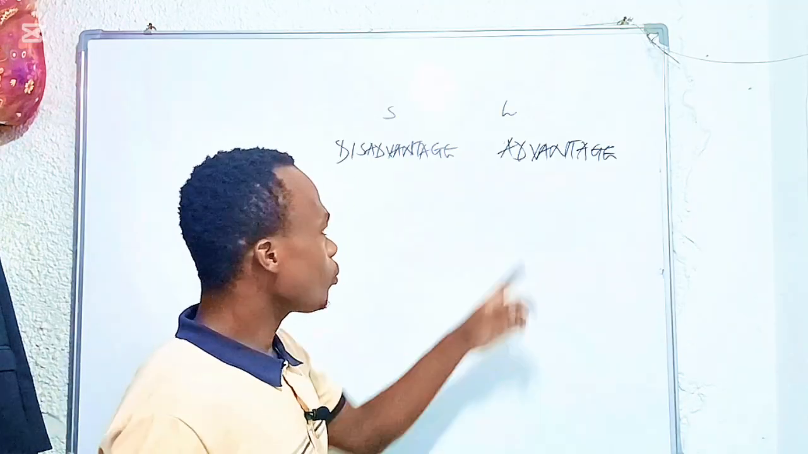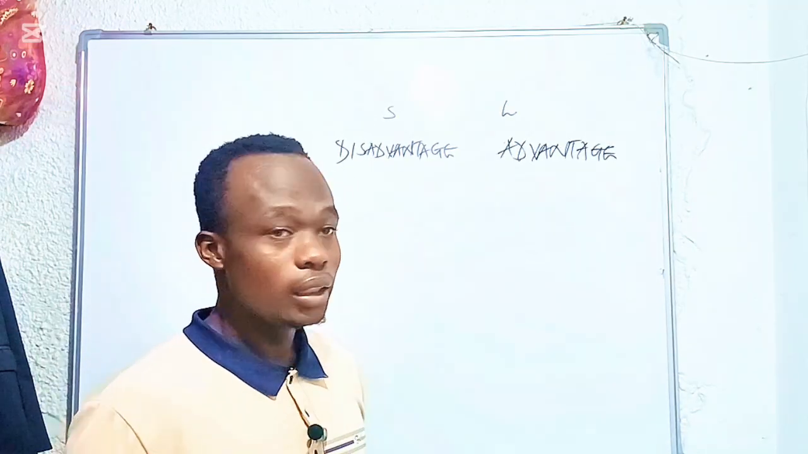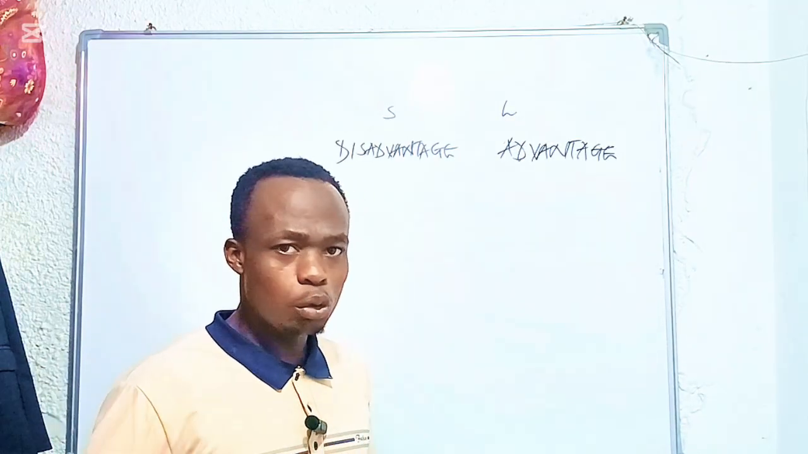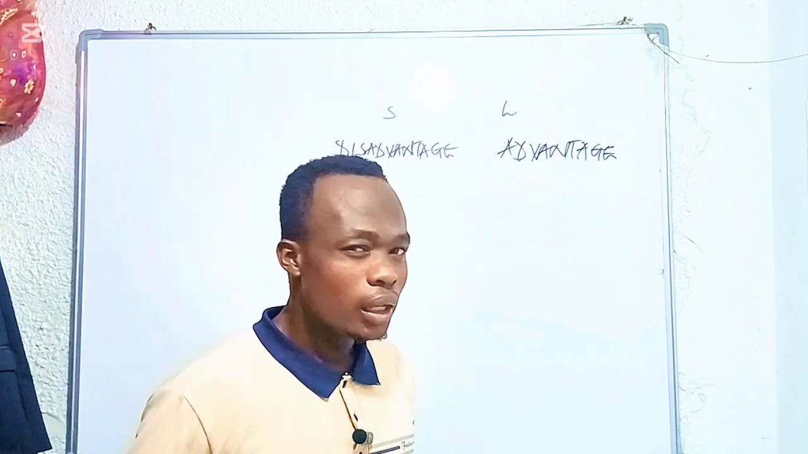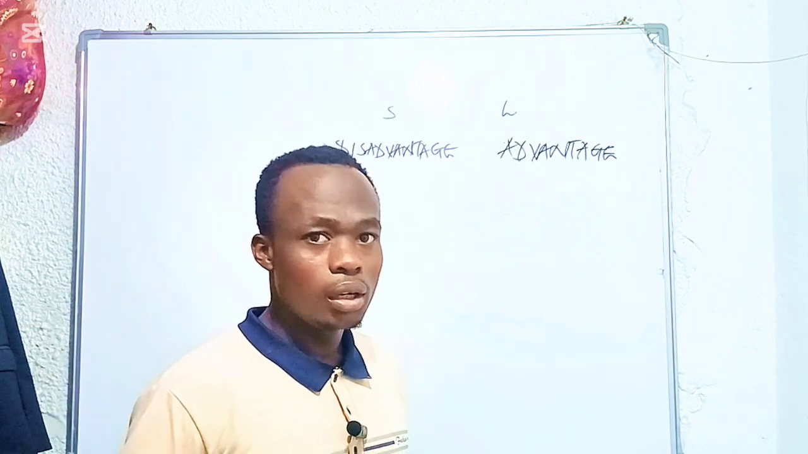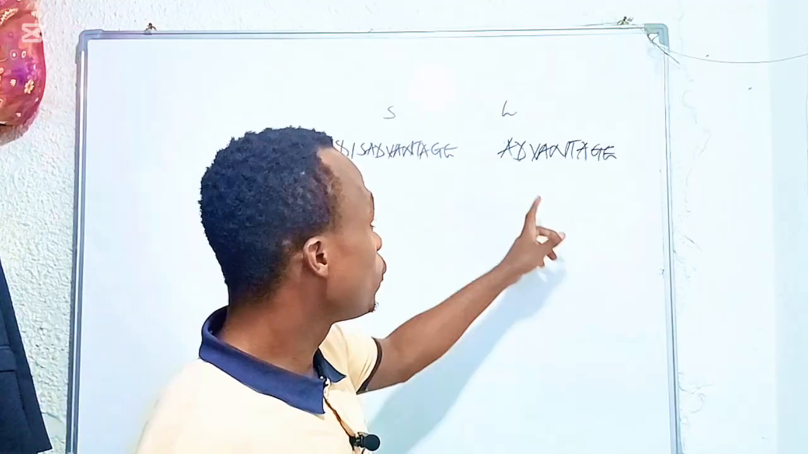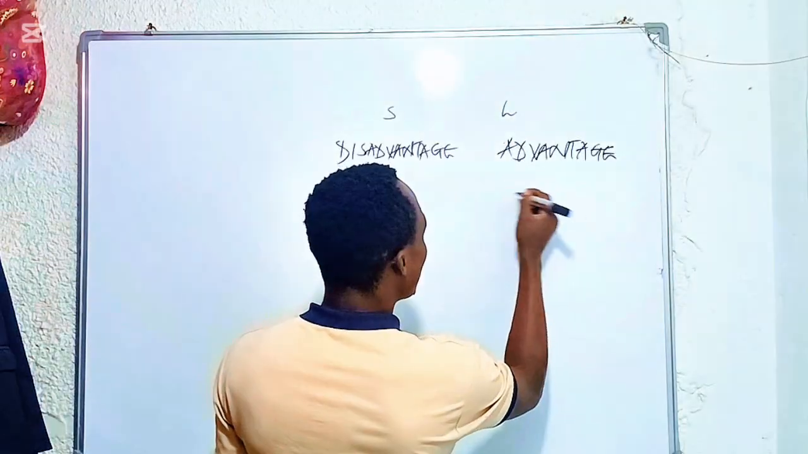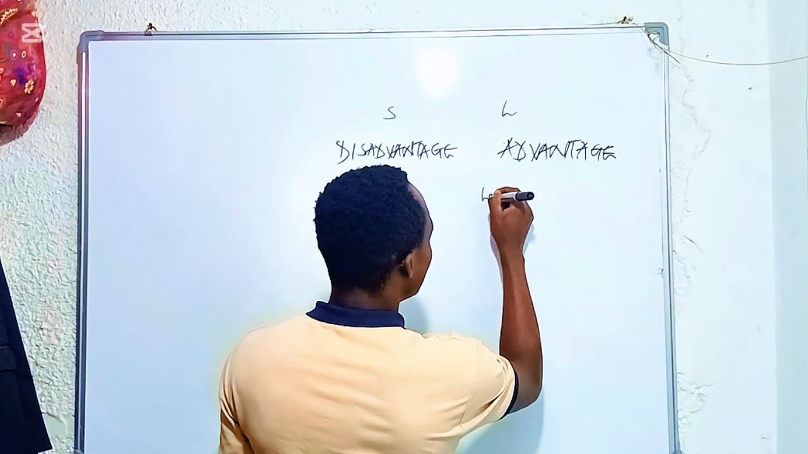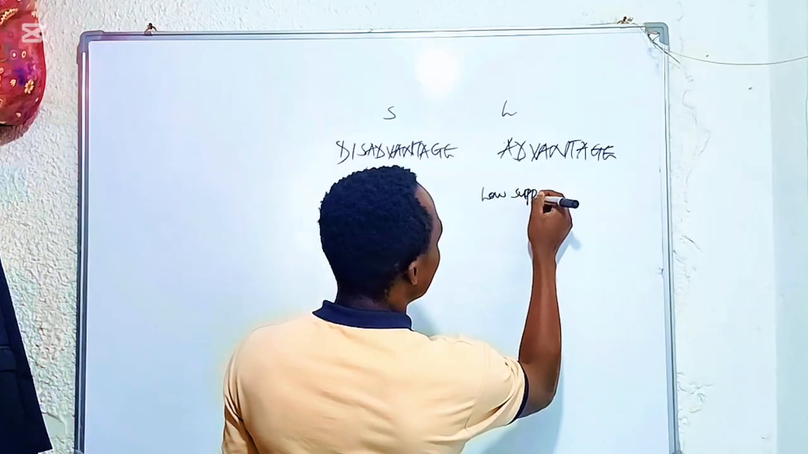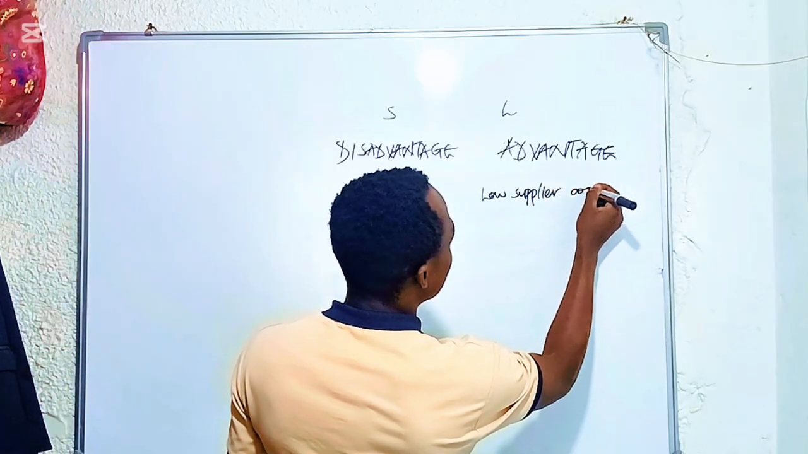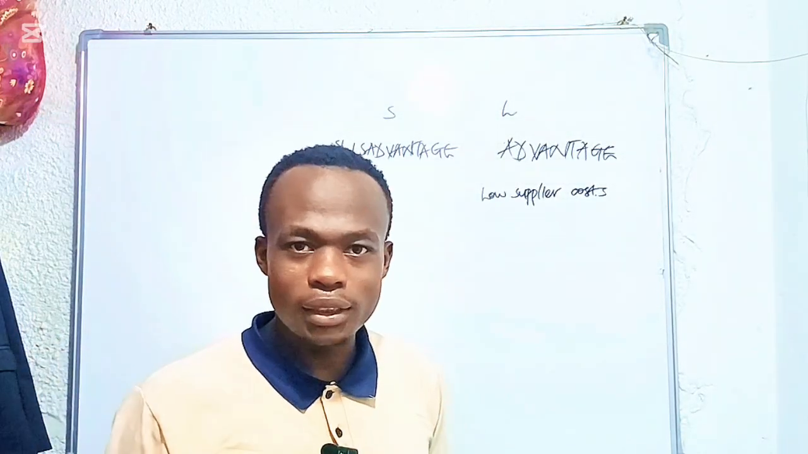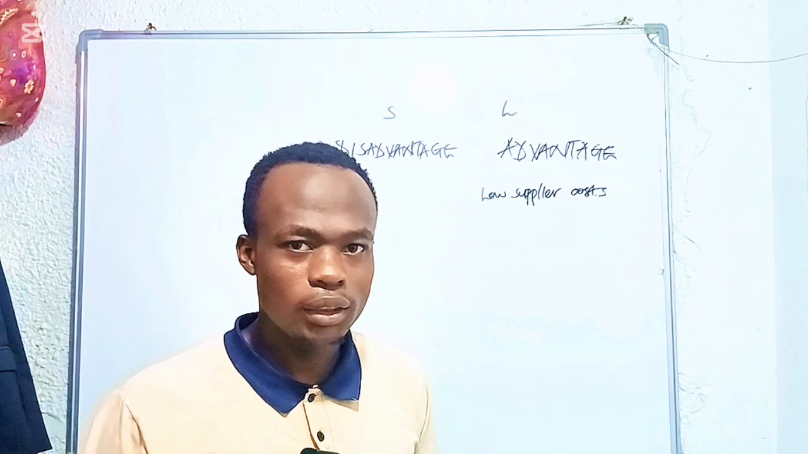So let me give you the advantages that a person who has large capital, or the giant players, the companies you are going to compete against, have. Let's say they are into production. If they are making products, the first thing they are going to have is low supplier costs. A person who has large capital is always going to buy things in large quantities.